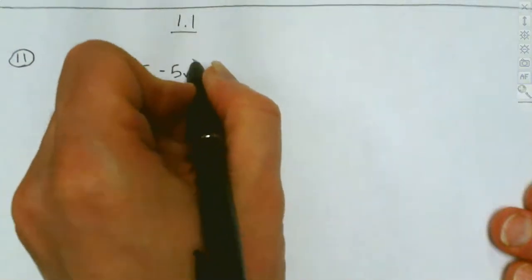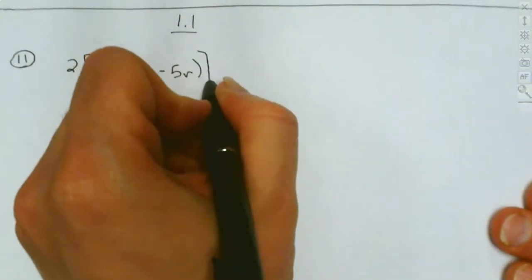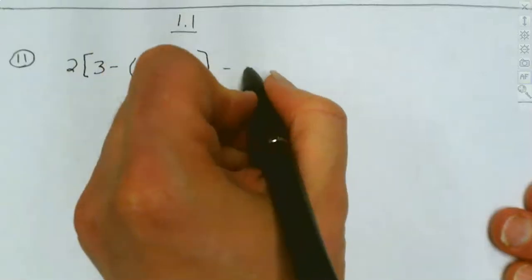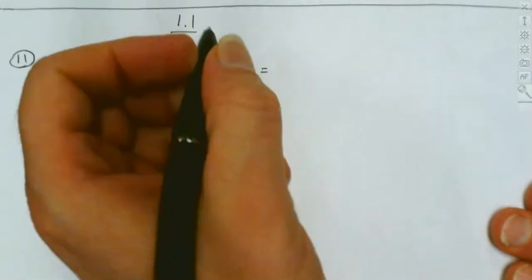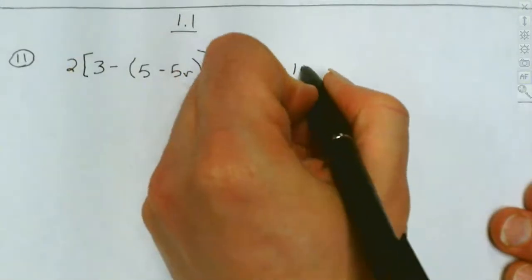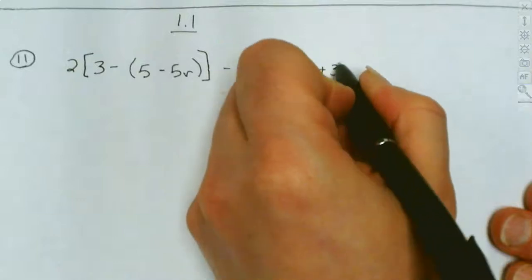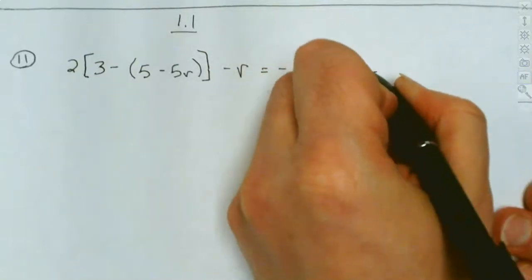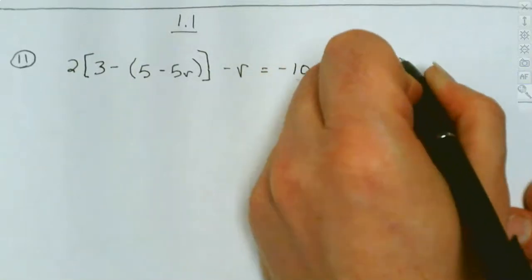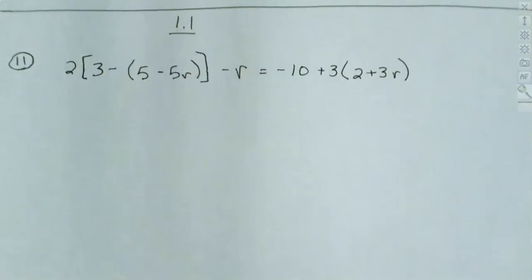Now, question 11 has square brackets and it has parentheses. So how do we handle square brackets and parentheses? Well, if we remember, square brackets work just like parentheses. And we work on the inside and we work our way out. Okay? So we'll look at the left-hand side and then the right-hand side, and then we'll put it all together.